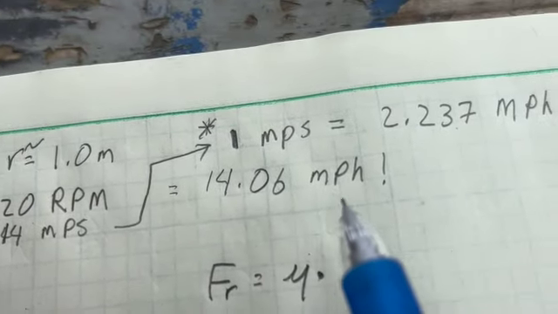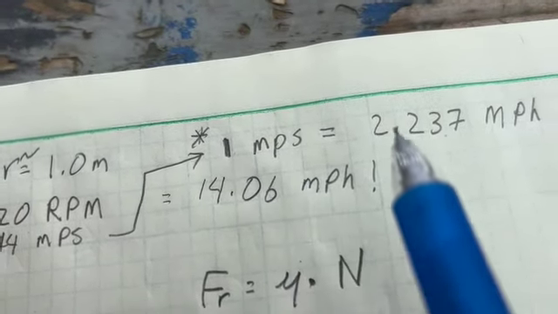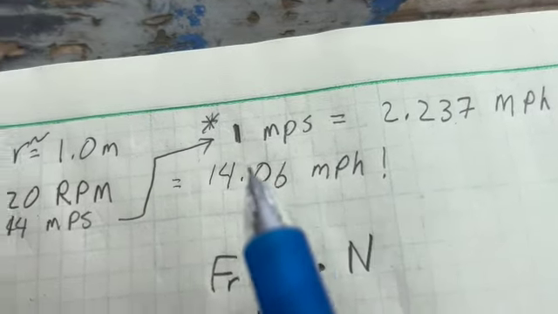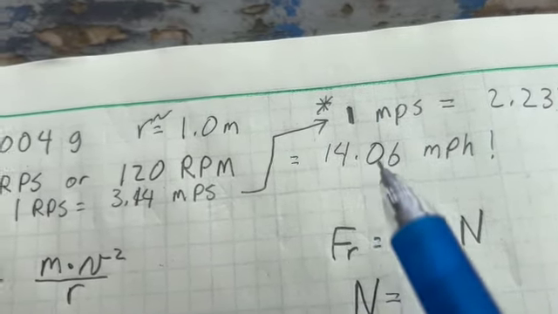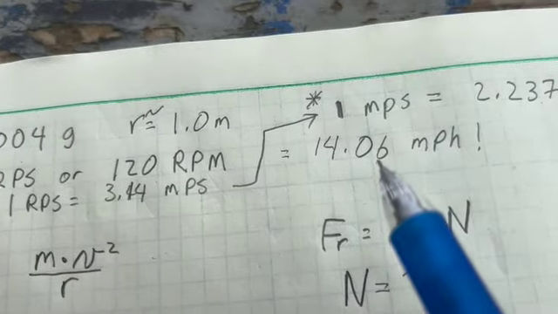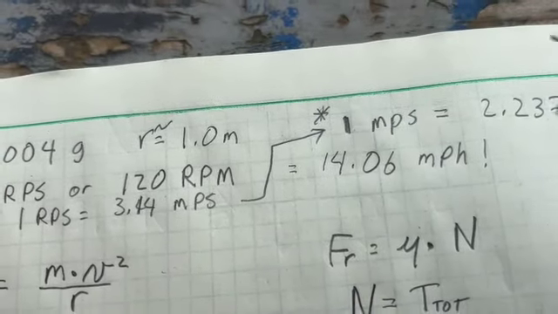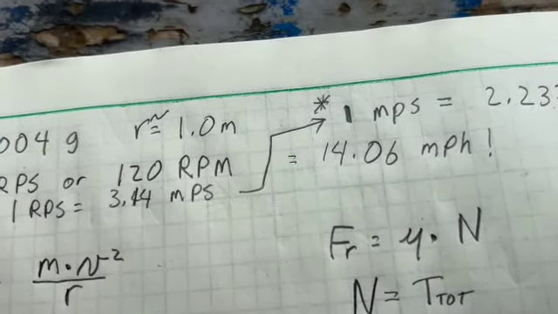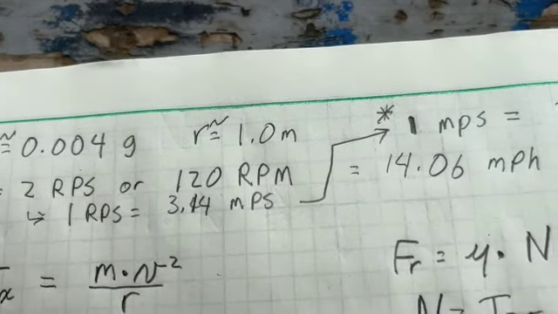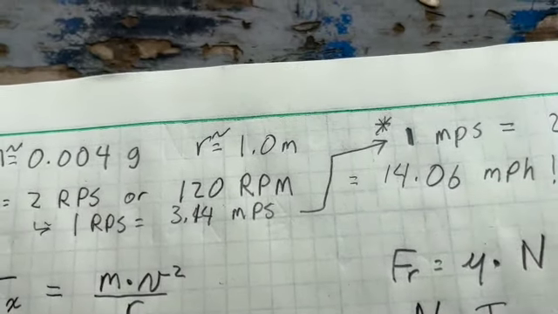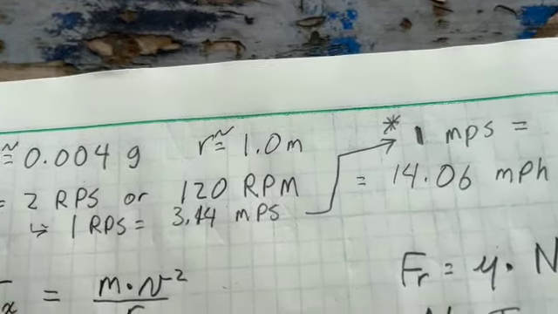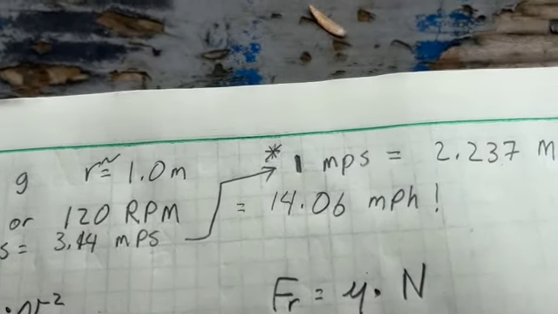This is pretty cool too. So 1 meter per second equals 2.37, which means that we're looking at about 14 miles per hour. It's a significant amount of speed going on there, right? And that's just our initial conditions. We're not even talking about when we reduce the radius. This is the reason why when you get down there, you can't do it.